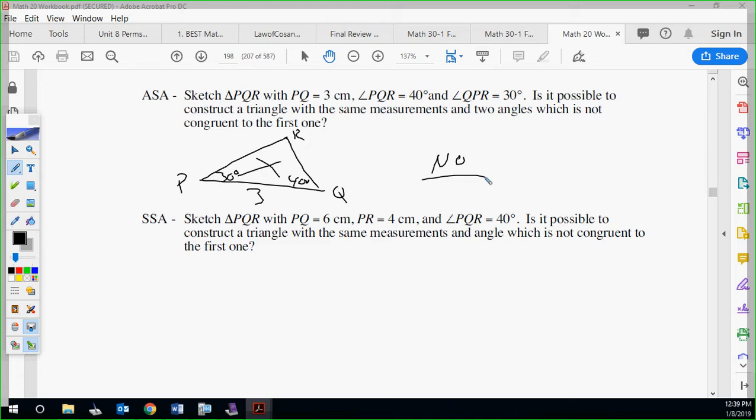Now this one, okay, side, side, angle. This is the one we're focusing on today, so if you want to go ahead and assume you're right, it is yes, you can draw something else that's not congruent. So let's look at the first one. All right, so we have P, R, Q. So side, side, angle. They gave us PQ is 6, PR is 4, and PQR is 40.